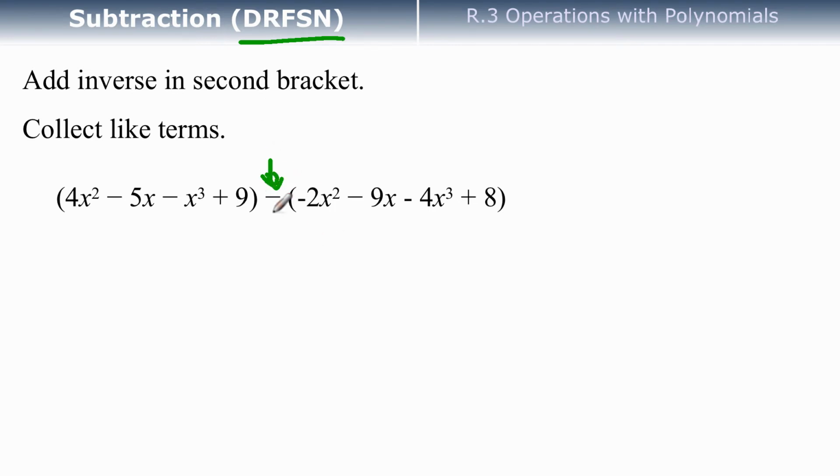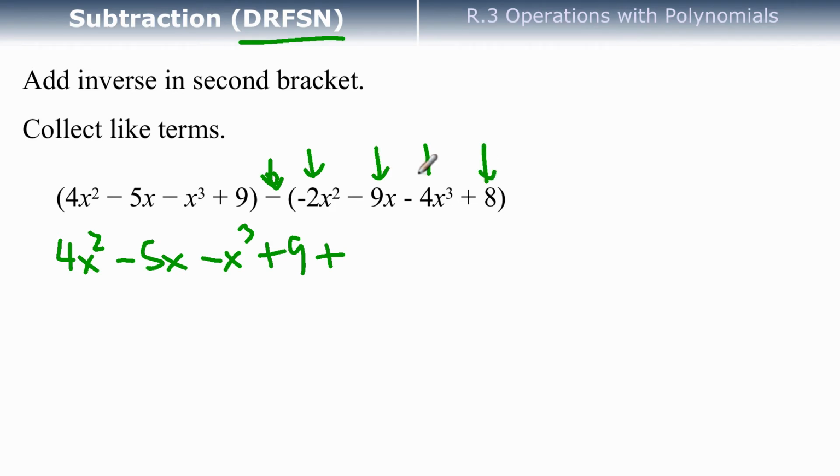So what you have to do is add the inverse of the second bracket. So what that means is drop brackets, 4x squared minus 5x minus x cubed plus 9. Okay, add the inverse of the second bracket. So change this to an add, and then change the sign of every term in the second bracket.